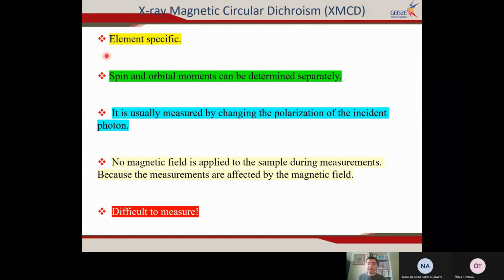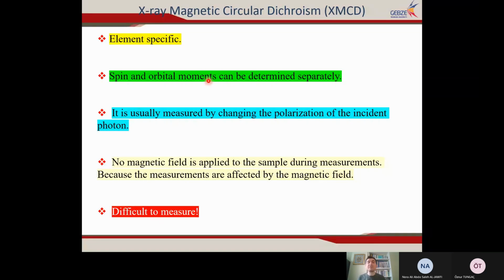This method is element specific. What we mean with element specific, we have already discussed in the XRMS lecture. If you have a multi-layer system, for example, iron, cobalt, nickel layers in your multi-layered sample, then you can investigate each layer element specifically. You can investigate the magnetic properties of each material, okay?